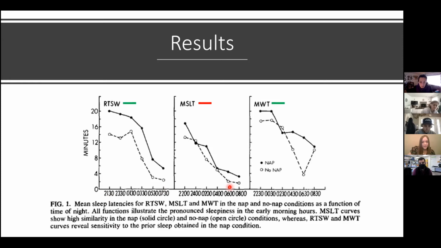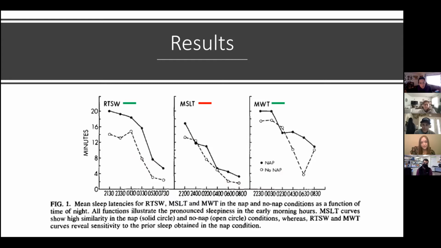So here we're looking at the 3 different sleep latency tests. You have clock time on the x-axis, and sleep onset latency in minutes on the y-axis. And then you have your 2 conditions, your nap condition and your no nap condition. The nap condition is a solid line with no nap being a dashed line. The first thing to notice is that there is a significant effect of time across all tests and all conditions. So as it got later into the night, or earlier into the morning, individuals were falling asleep quicker. They were more sleepy in all of the tests and through both of the conditions.